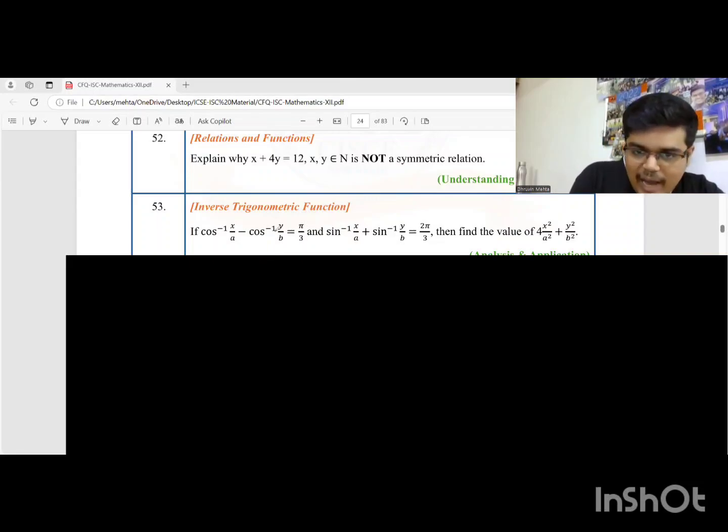So what I'll do is I'll just add these equations. When I say add these equations, I'm adding this with this. When we do that, students, cos inverse x by a plus sin inverse x by a will be pi by 2. I'll directly write it as pi by 2. You can show the steps when you write the answers.